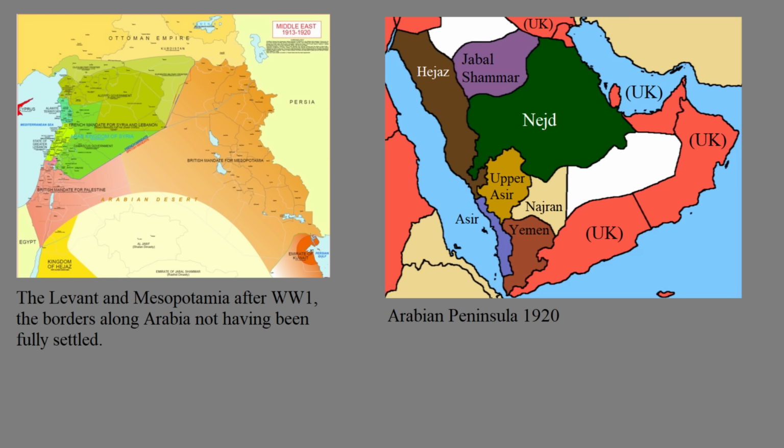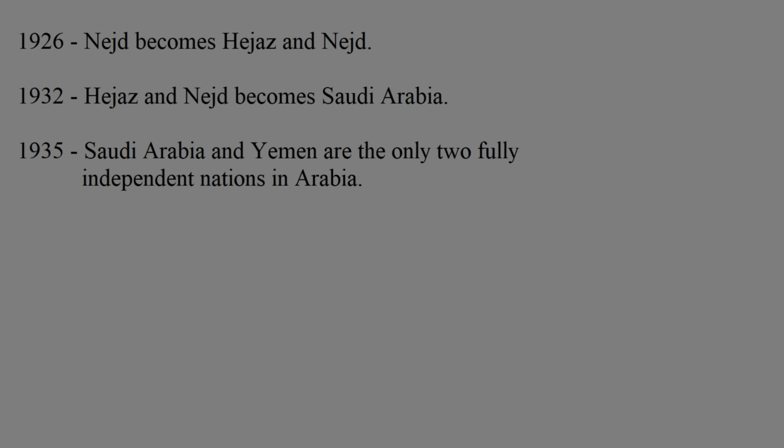One of the states in particular, the Sultanate of Nejd, would spend the 20s and 30s unifying most of the region, forming the Kingdom of Saudi Arabia in 1932. By 1935, Saudi Arabia and Yemen were the only two fully independent nations left in the Arabian Peninsula.